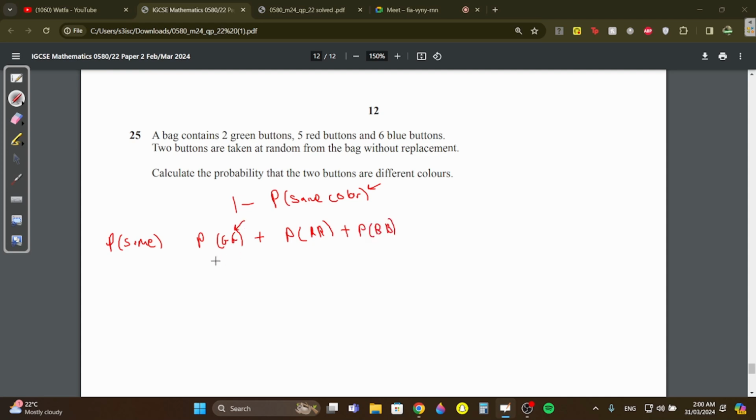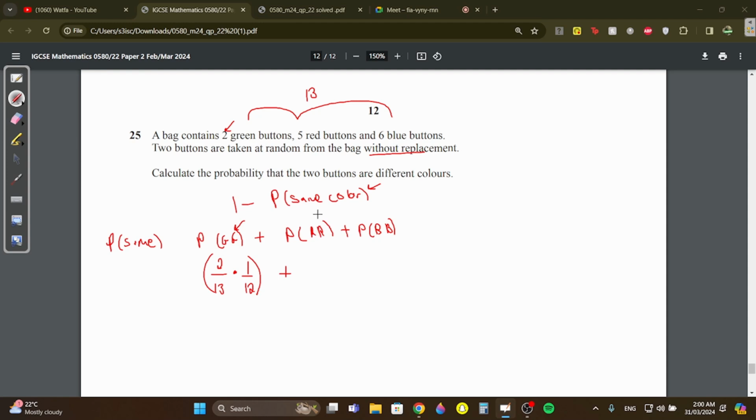Let's take a look at the probability of getting green green. That's going to be equal to green, we have 2 buttons. The total buttons is 2 plus 5 plus 6, which is 13 buttons in total. So let's say I was talking about the probability of taking a green. So it'll be 2 out of 13. Pay attention. They say without replacement. So that means once you're taking the second button, you subtract 1 from both the numerator and denominator. So now since we took 1, there's only going to be 1 green button left, and there's going to be 12 buttons now in total.